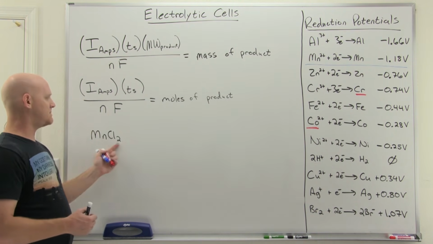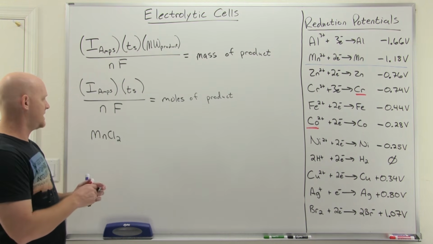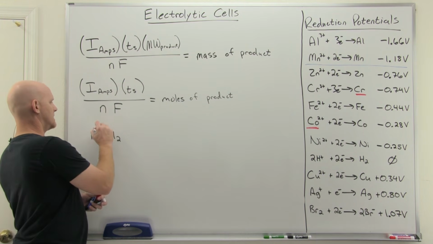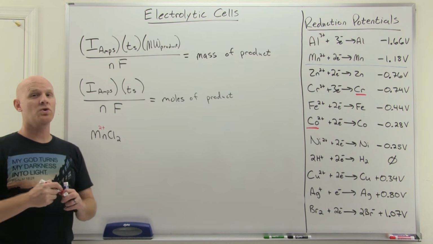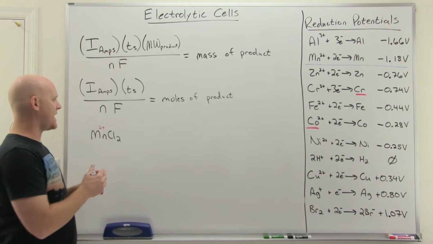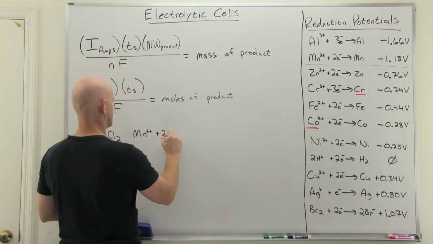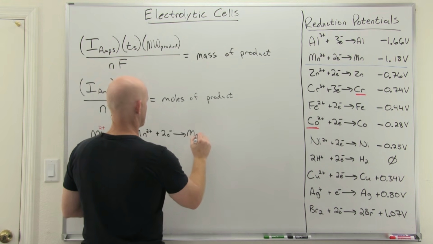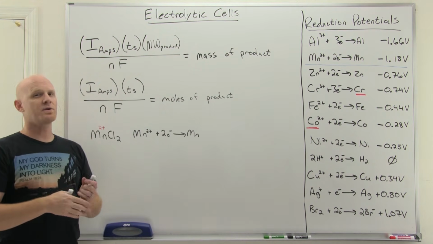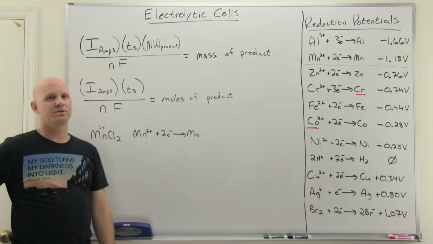Now we're doing electrolysis on manganese chloride, and the question's about how much manganese we're going to produce. So first thing you should figure out is that we're starting with manganese 2+ in our salt, and we're making manganese metal. And so our half reaction here is manganese 2+ plus 2 electrons goes to manganese. And the big thing you're supposed to see here is that to produce 1 mole of manganese, it takes 2 moles of electrons.